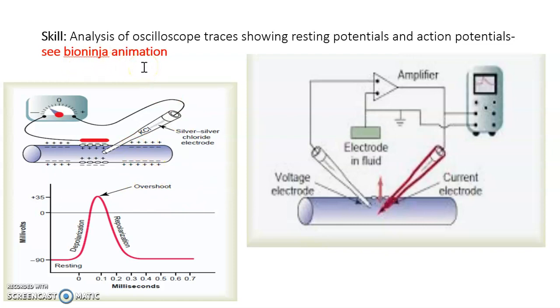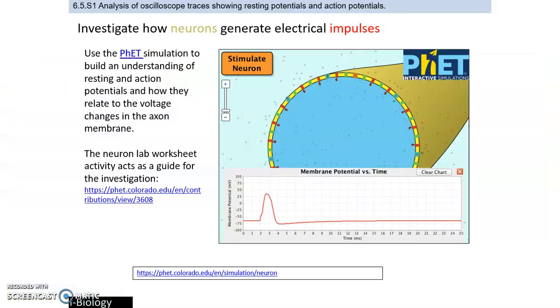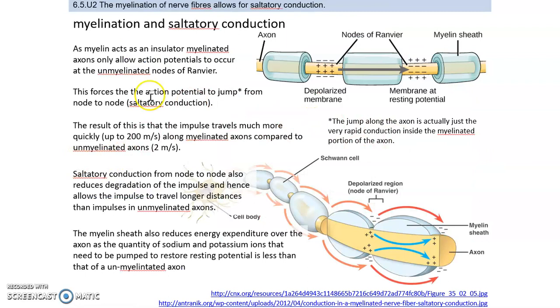Just make sure that you are comfortable with this. There's also this PhET animation, which you can pick up the link to in the Google Classroom and you can take a look at to embed these ideas. And then there's a little bit here again, which is all about this idea of saltatory conduction and the fact that we've got the action potential jumping from one part to the next.